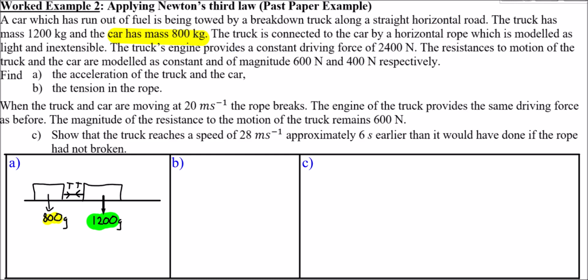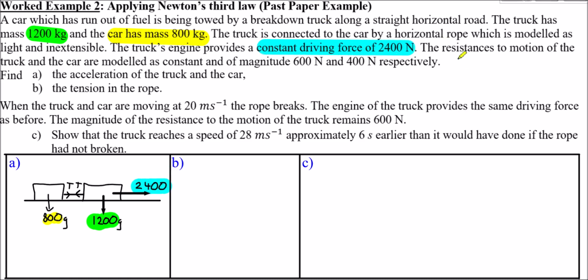So what else can we label in now? So we're told here the truck's engine provides a constant driving force of 2,400 newtons. So the truck is being thrusted forward by the force of the engine, which is 2,400. And that force is constant.